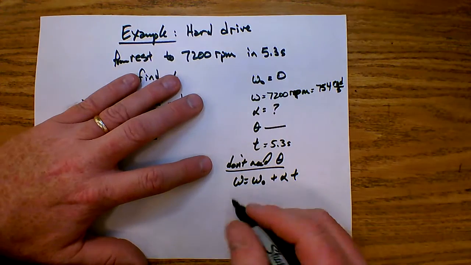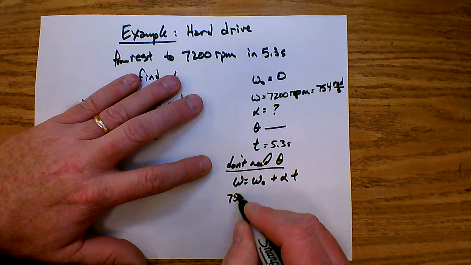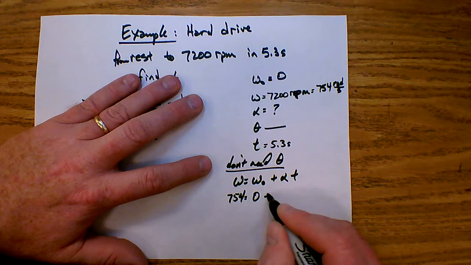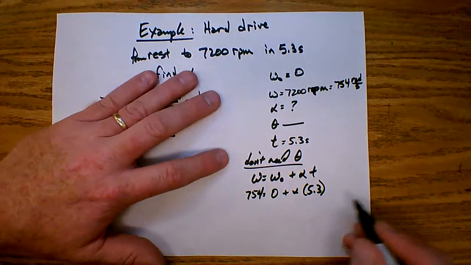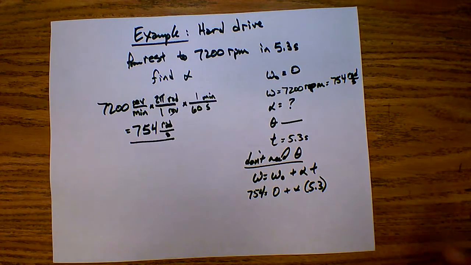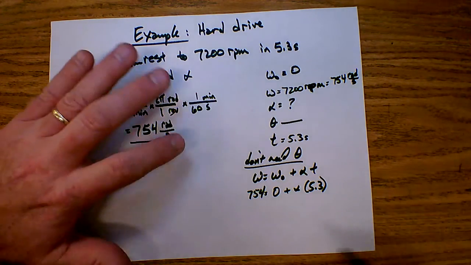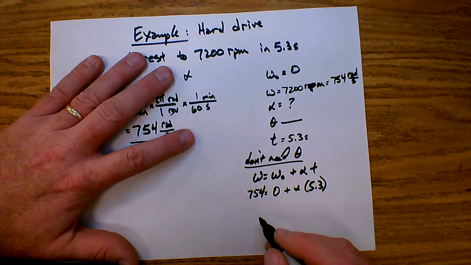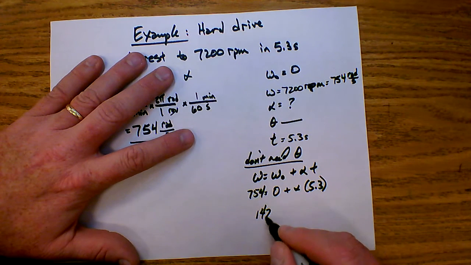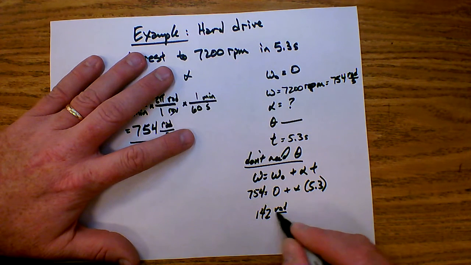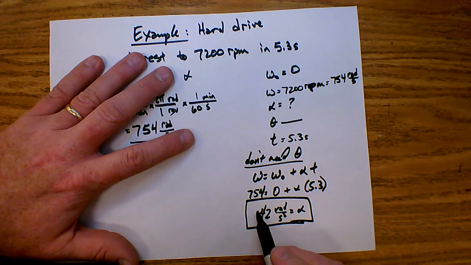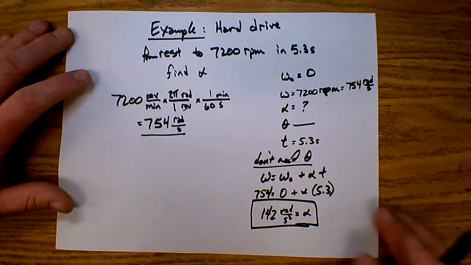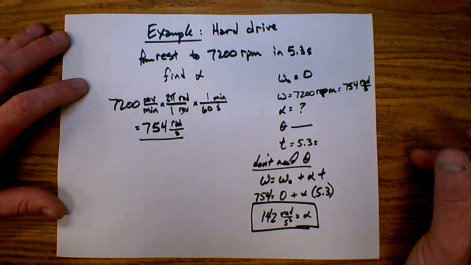So I plug in here and I get 754 equals 0 plus alpha times 5.3. Now you can see I just have to divide by 5.3 seconds, and I get that the angular acceleration is 142 radians per second squared. That's my alpha. Okay? That's how you solve a kinematics problem in rotation.